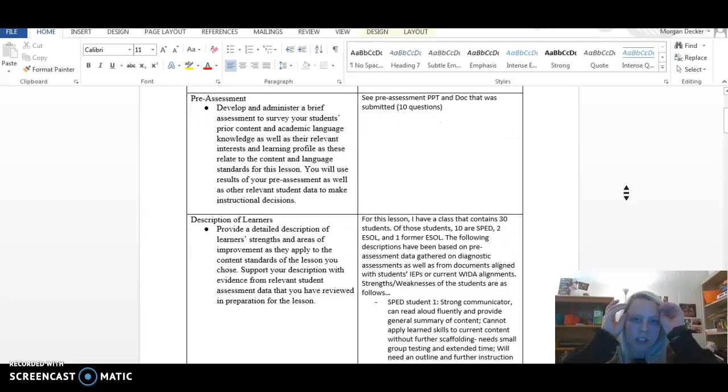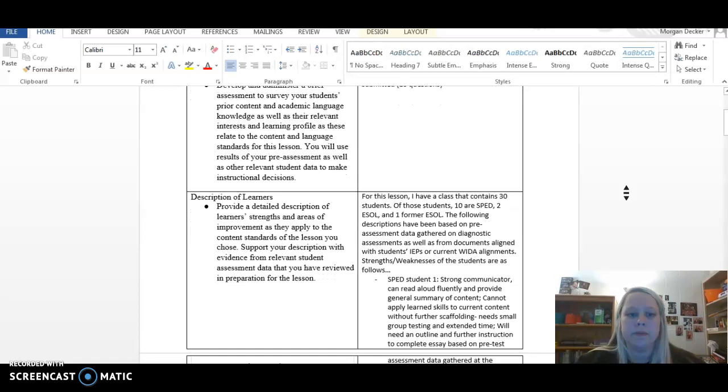In essence, this lesson was in regards to Romeo and Juliet, and so we were taking different words or different phrases, and then the students were having to discern what that meant, and then we were thinking about our knowledge of the overall play itself.